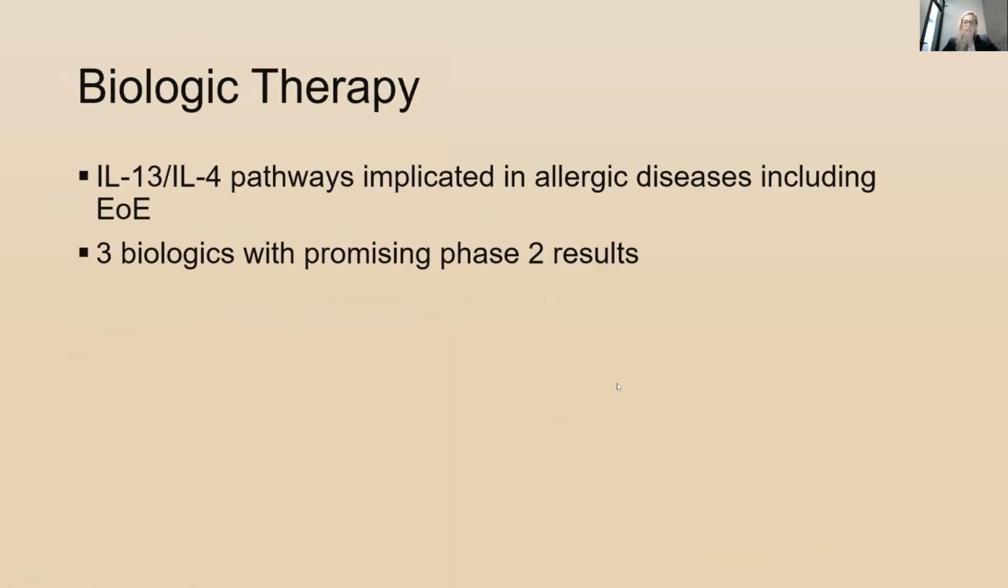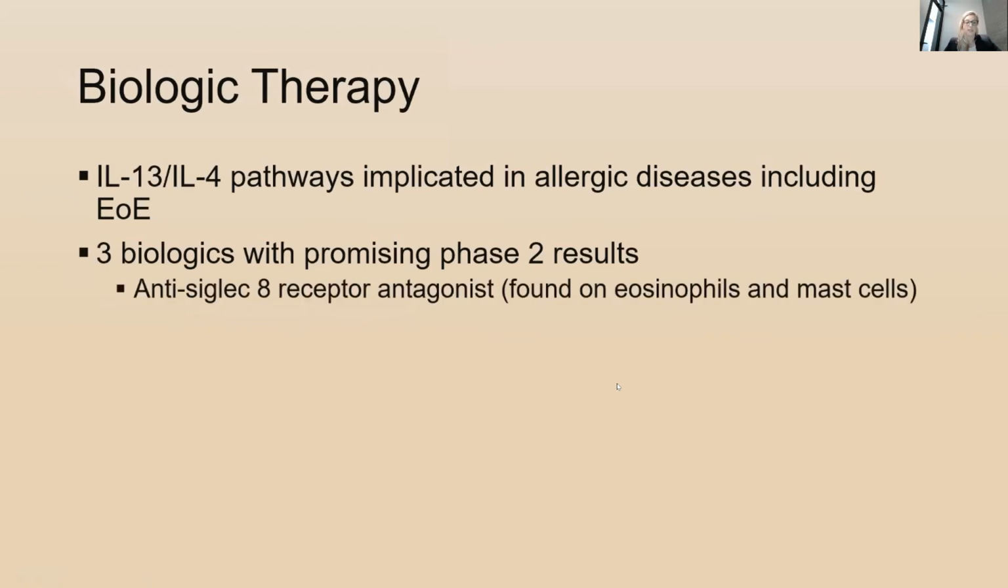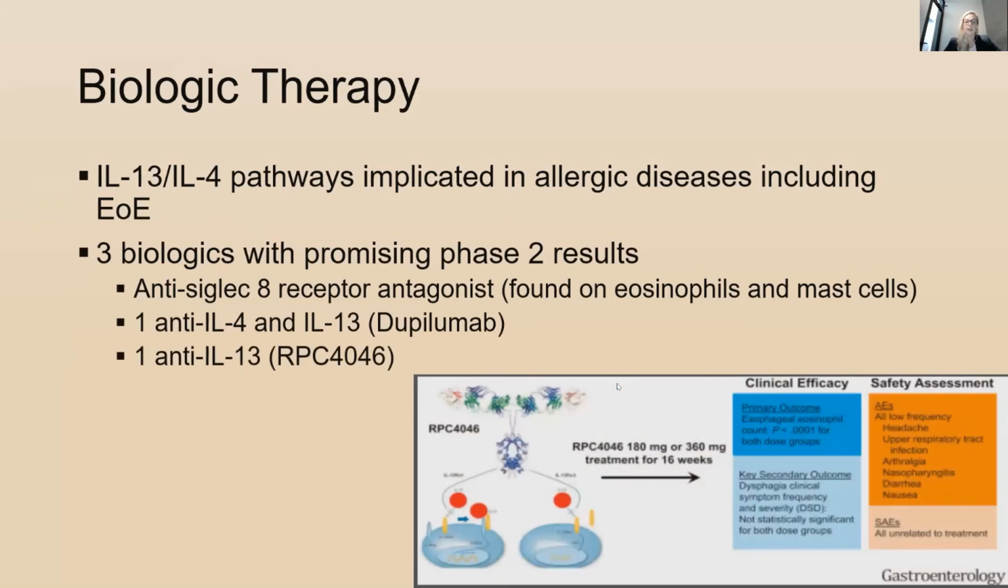So IL-13 and IL-4 are pathways that are implicated in allergic diseases, and this includes EOE. Currently, we have 3 biologics with promising phase 2 results. There's an anti-cyclic 8 receptor agonist. It has activity against eosinophils and mast cells. This is showing pretty good data in phase 2-3 trials and is actually available at the university. Dupilumab, which is an anti-IL-4 and IL-13 biologic. And then we have an anti-IL-13, so RPC 4046. And the primary outcome for this is histologic response.